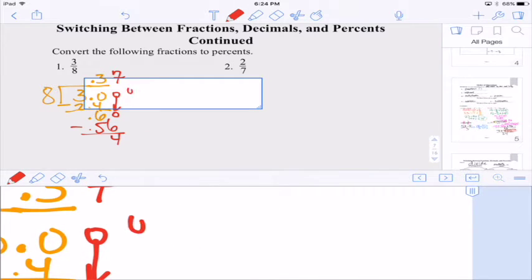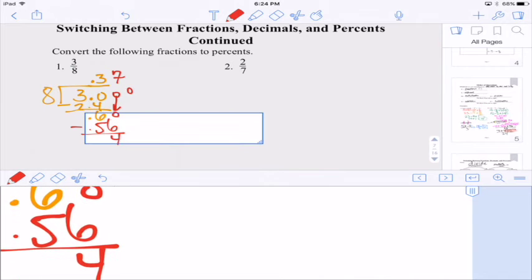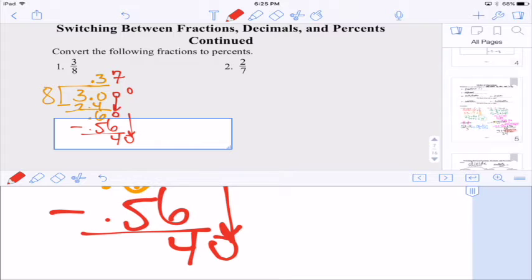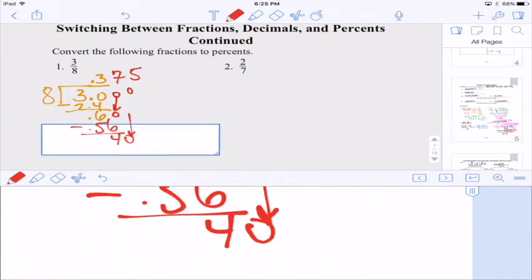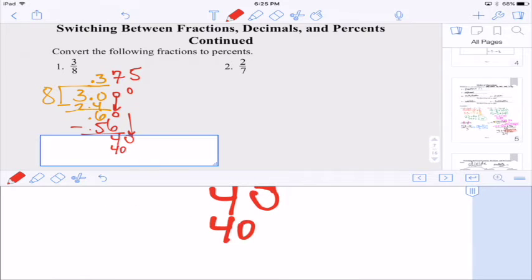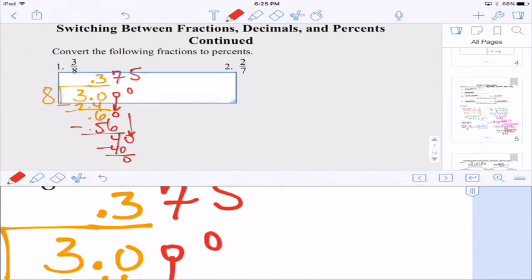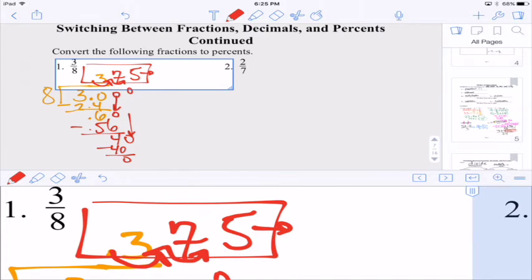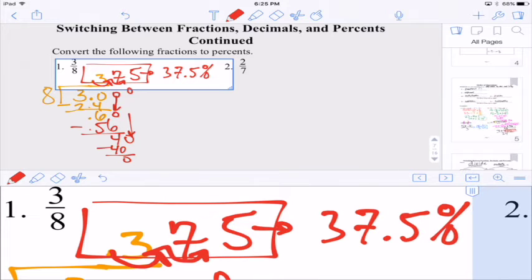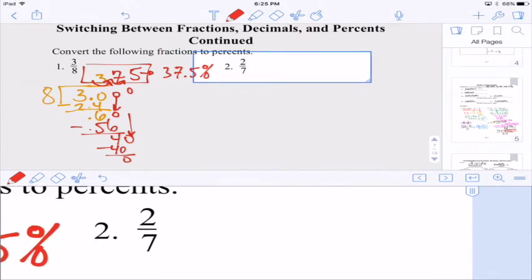We need another 0 brought down, so we're going to do that. And we want to know how many times we can multiply 8 into 40. Well, that's 5. 5 times 8 is 40. We subtract and have no remainder. So our decimal is 0.375. Well, we want to convert that to a percent, so we just move our decimal over 1, 2. So we get 37.5%.